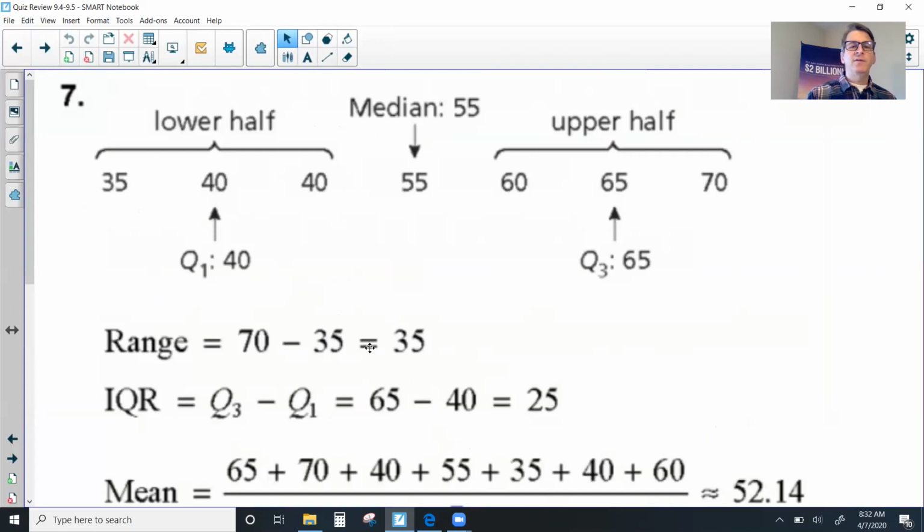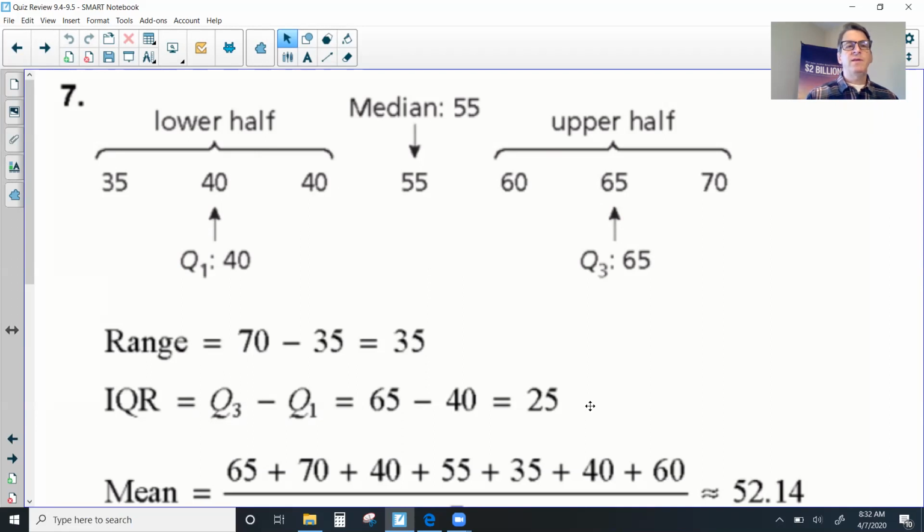The range is 70 minus 35, the highest dollar amount for the amusement park minus the lowest amount, and that amount is $35. The IQR now is going to be the Q3, which is 65. You can see the demonstration here, the median is 55, Q1 is 40, Q3 is 65, and the IQR is 65 minus 40, or 25.